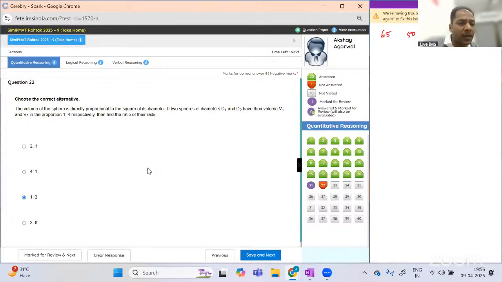So, volumes are in the ratio 1:4. Diameters will be in the proportion 1:2. The ratio of radii and the ratio of diameters is the same.